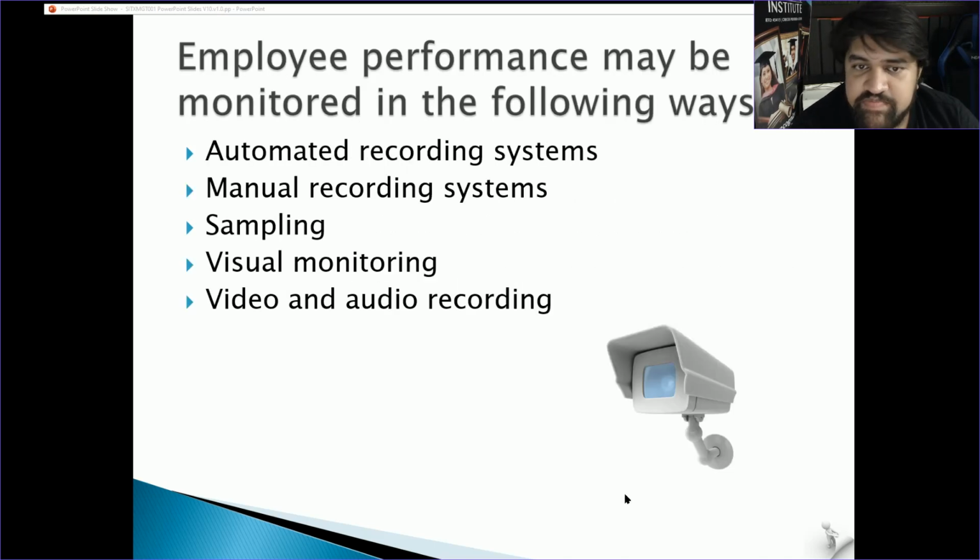Employee performance may be monitored in the following ways. Automated recording systems, so through video cameras. You could also have conferencing cameras on, which would live stream all the happenings and ongoing activities at the workplace. Manual recording systems, sampling, visual monitoring, and video and audio recording. So some things are previously recorded and then displayed for observation.